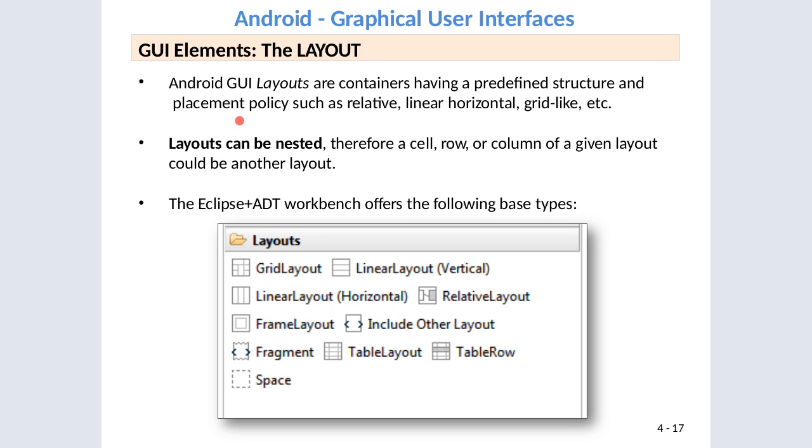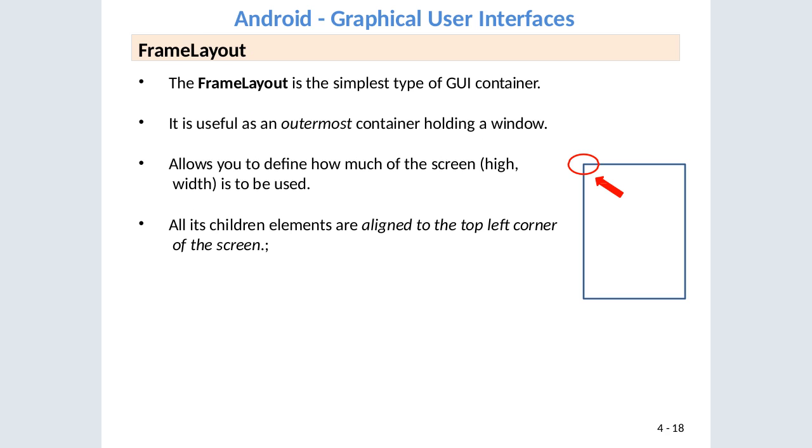So you have a number of layouts that you can use in Android Studio. You can have grid layout, linear layout, relative layout, frame layout, fragment, table layout, table row, and what have you. The frame layout is the simplest type of GUI container. This one allows you to define how much of the screen is to be used. And all of its children are aligned to the top left.